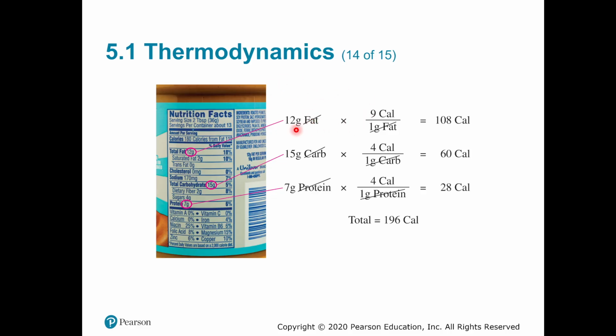So we see we have 12 grams of fat, this is times 9. That gives us 108 calories from our fats. We have 15 grams of carbs, it's times 4. And so that would give us 60 calories from our carbs. We have 7 grams of protein, this is times 4. This is going to give us 28 calories.